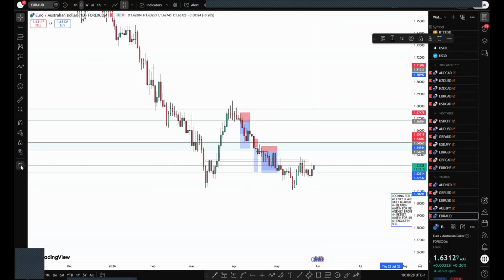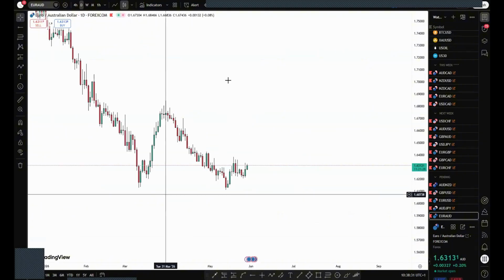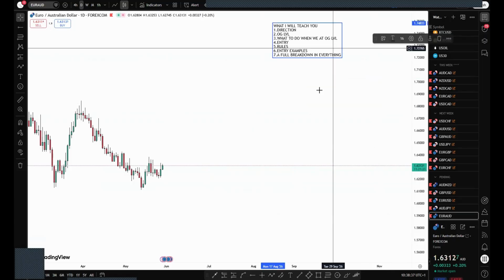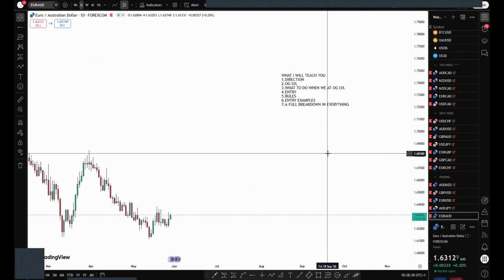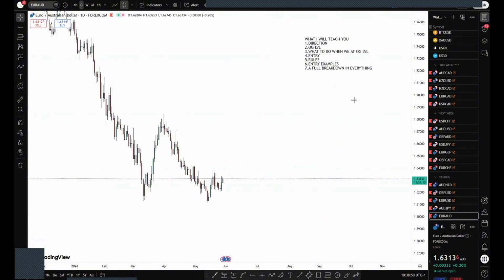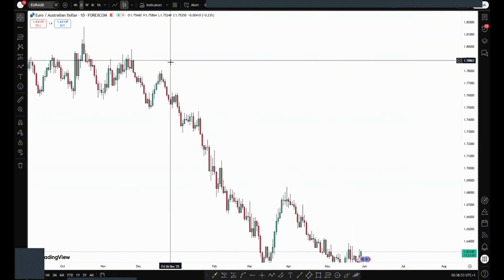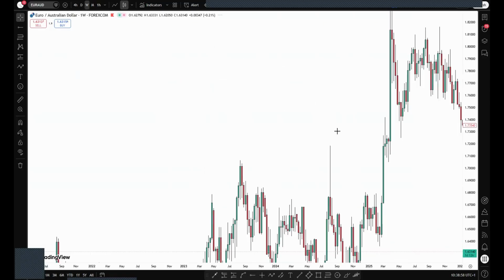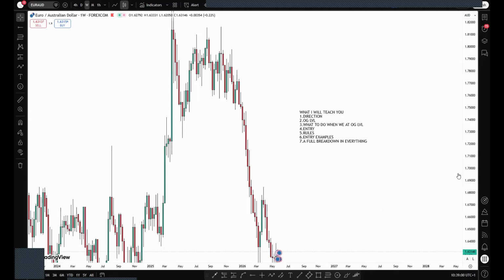So we'll use this same one. Let's just remove all drawings and indications. So the first thing, this is what I'll teach you over the course of these 3, 4, 5, 6, 7 days. First, today we'll only do direction. Just a simple lesson for us.